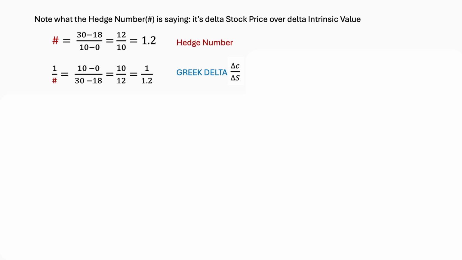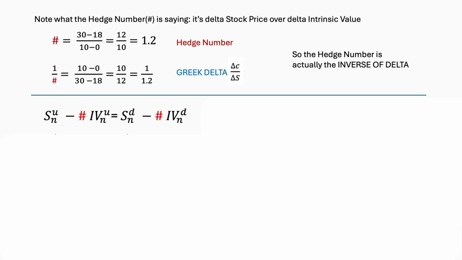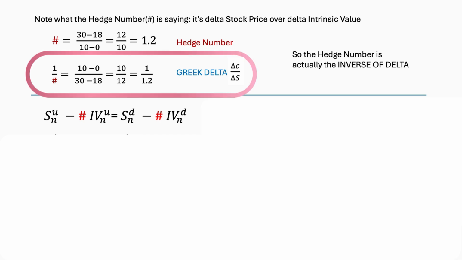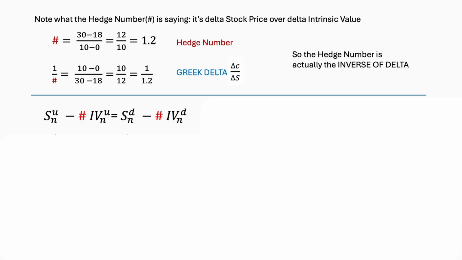So the hedge number we discussed using the hash symbol is actually just the inverse of the Greek delta. Now, let's rework the equation of value by using delta rather than inverse delta, meaning we'll do it all over again, but this time using delta. This simply means we flip the relationship as well.